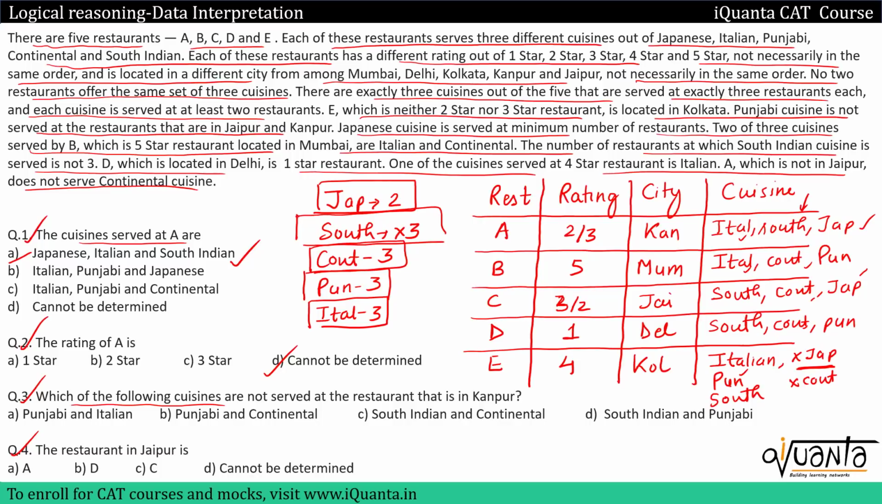Next one is, which of the following cuisines are not served at the restaurant that is in Kanpur? In Kanpur, restaurant A, we serve Italian, South Indian, Japanese. We cannot serve continental and Punjabi. So option B will be the correct answer. Last is the restaurant in Jaipur is, so it is restaurant C. Option C will be the correct answer.